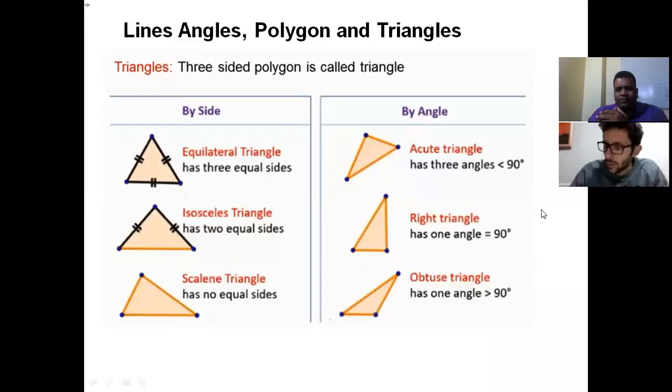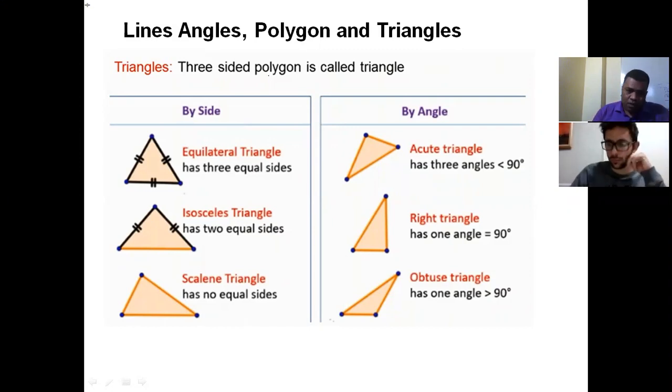Okay, so let's begin now, triangles. First of all, a triangle is also a polygon, or we can say a polygon of three sides is called a triangle. A three-sided polygon is called a triangle. We divide triangles into three categories according to side and three categories according to angle.